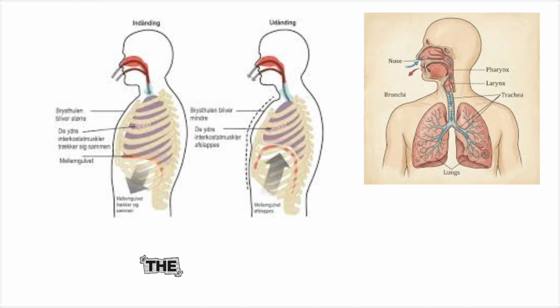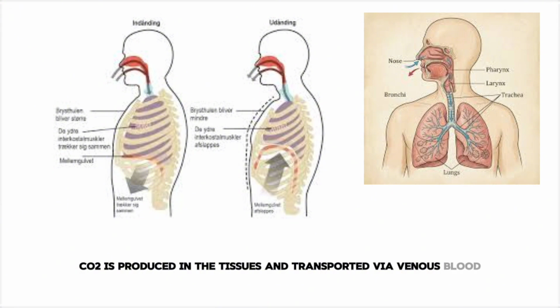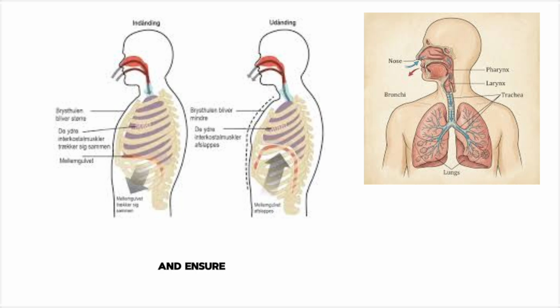Now, let's come to the mechanisms of breathing. Breathing involves four critical factors: lung compliance, the ability of the lungs to stretch; chest wall compliance; airway resistance; and respiratory rate. The balance of carbon dioxide (CO2) is particularly vital. CO2 is produced in the tissues and transported via venous blood. The body adjusts the respiratory rate to maintain proper pH levels and ensure that CO2 excretion matches its production.